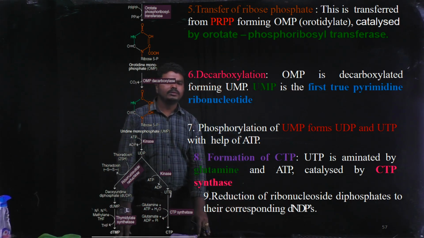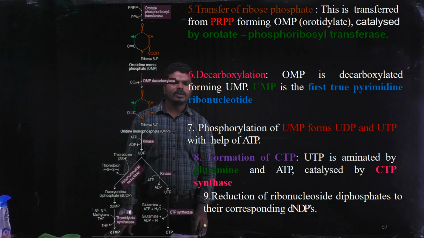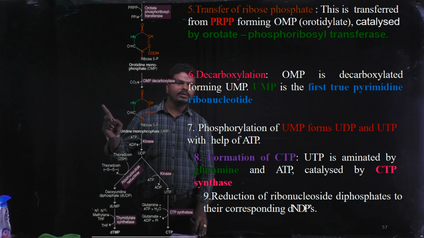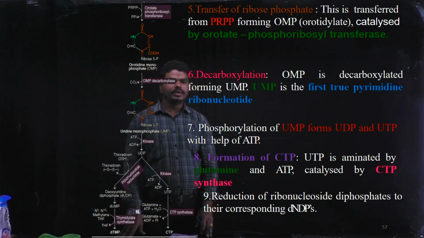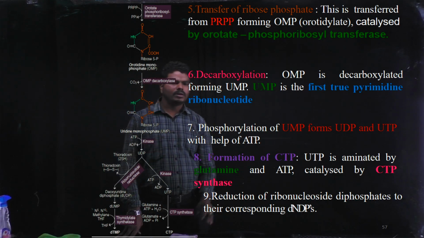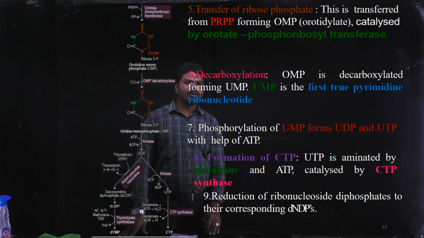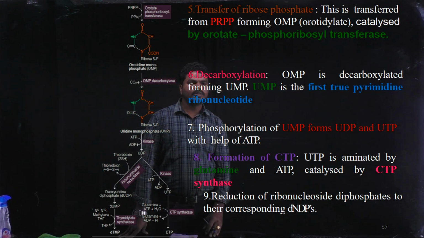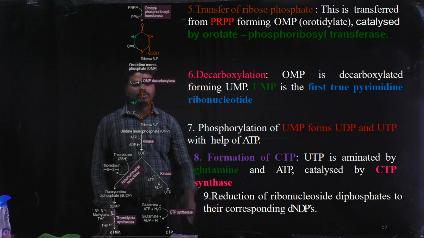In the case of purines, inosine monophosphate is the primary nucleotide, but in the case of pyrimidines, uridine monophosphate is the first or initial pyrimidine ribonucleotide. Okay, then after that it is subjected to phosphorylation. So the uridine monophosphate is phosphorylated to form uridine diphosphate and uridine triphosphate with the utilization of ATP.